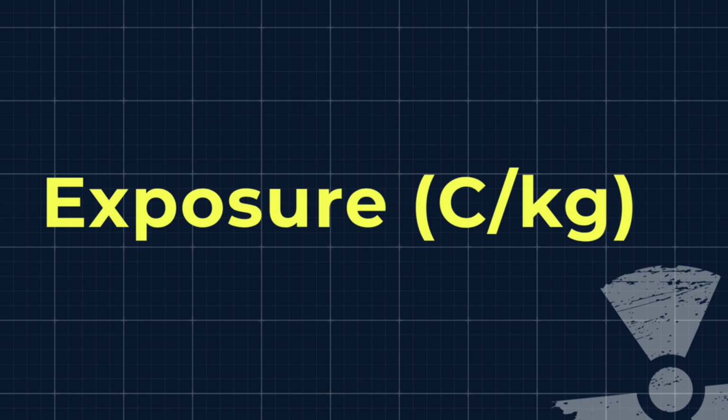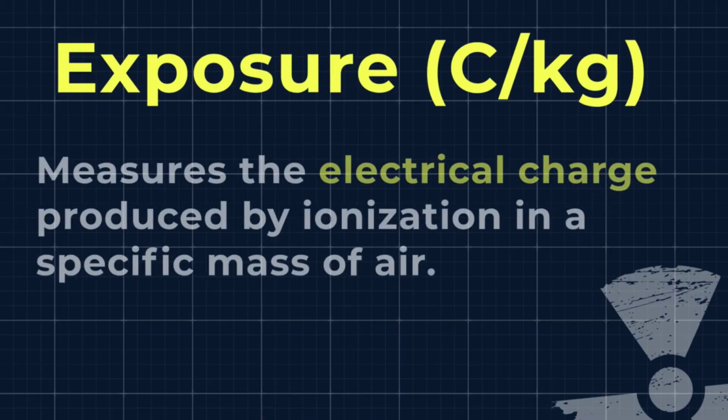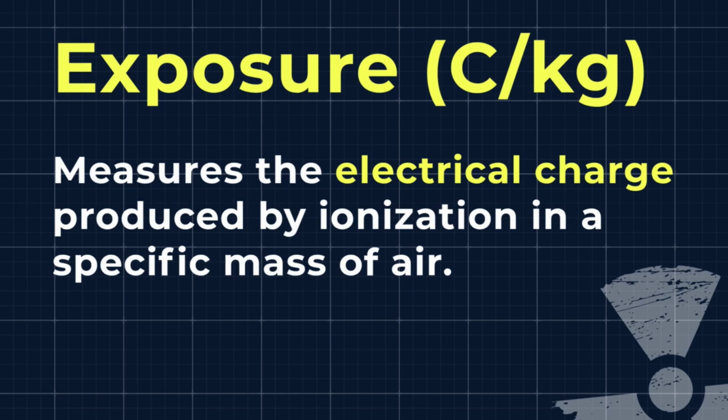Exposure is one of the most commonly misunderstood words in radiography because we use it casually in several different ways. We may say that we are making an exposure. We may say that a patient was exposed to radiation. We may discuss occupational exposure. But when the word exposure is used as a specific radiation quantity, it has a very precise meaning. Exposure measures the electrical charge produced by ionization in a specific mass of air.